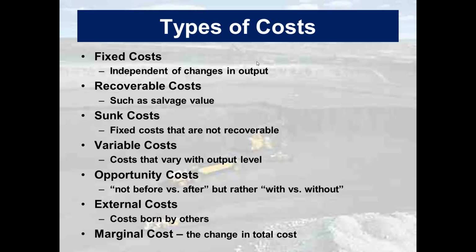It's already spent. Variable costs are costs that change with the level of output. Typically, as output increases, so does the need for labor, fuel, electricity, and materials. Those are examples of variable costs.